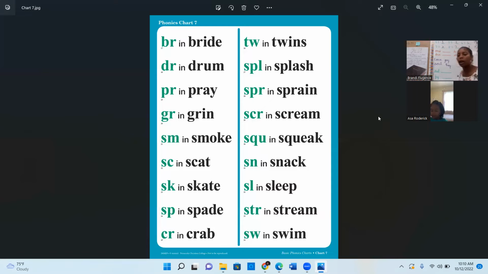All right, let's begin. Chart 7. BR says brr and drive. DR says jer and drum. PR says good. GR, I want to hear you. And skate. SP says and spade. Says twat and twins. SPL says bull. SPR says spur and sprain. SCR says and screen. Squat.